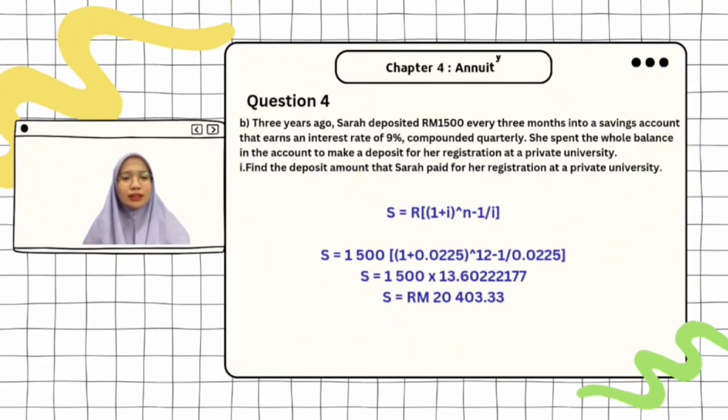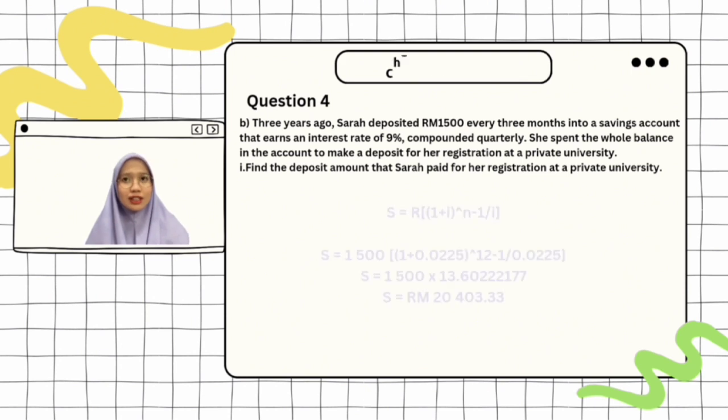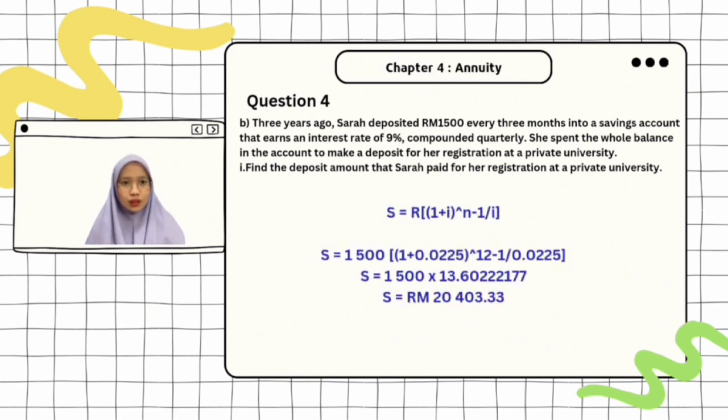Question 4. Three years ago, Sarah deposited 1,500 ringgit every 3 months into a savings account that earned an interest rate of 9%, compounded quarterly. She spent the whole balance in the account to make a deposit for her registration at a private university. First question, find the deposit amount that Sarah paid for her registration. Based on the story, she used the whole balance in the account, so we need to find the future value of Sarah's savings account.